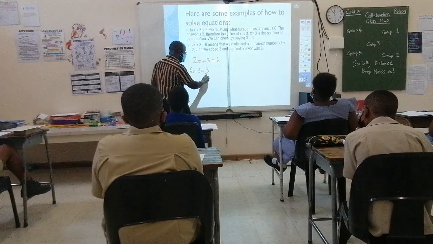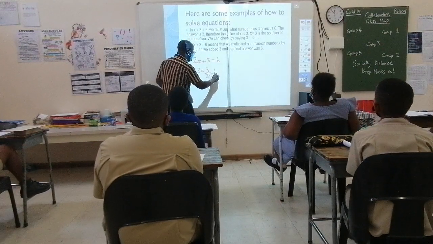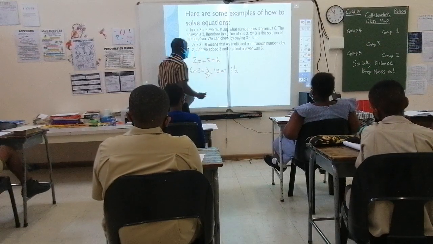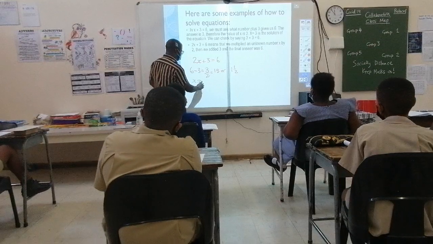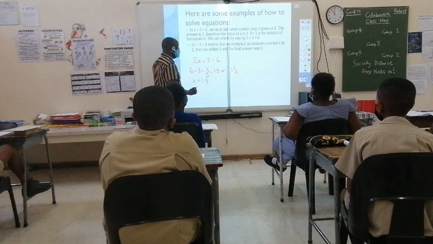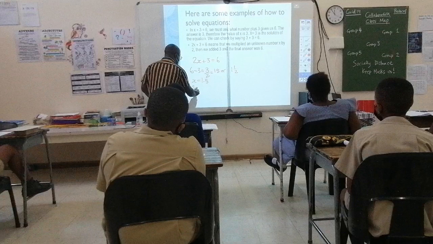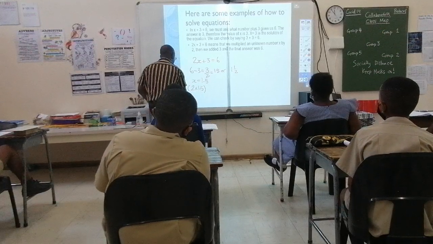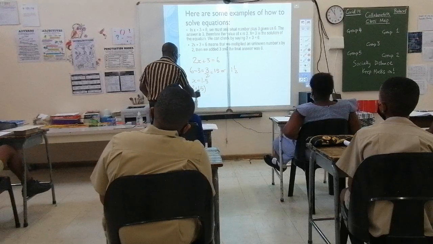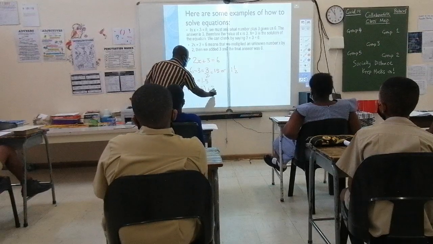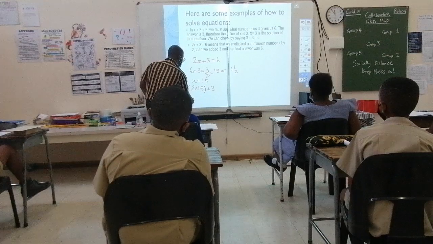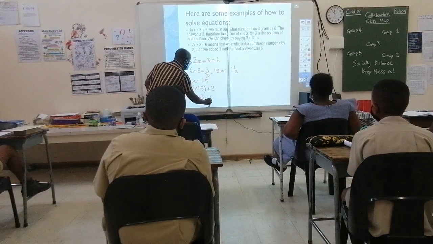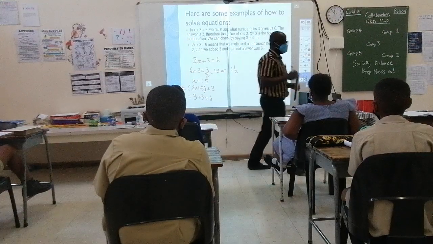Dividing by 2. So I divide this by 2 and I get what? 1.5. Now x is equal to 1.5. Can I check? If I multiply 2 times 1.5, then I add 3, what happens? 2 times 1.5 gives me 3, plus 3, my answer is 6. Can you see that x is equal to 1.5 is the actual answer?